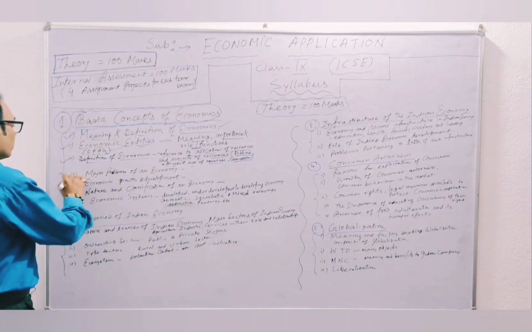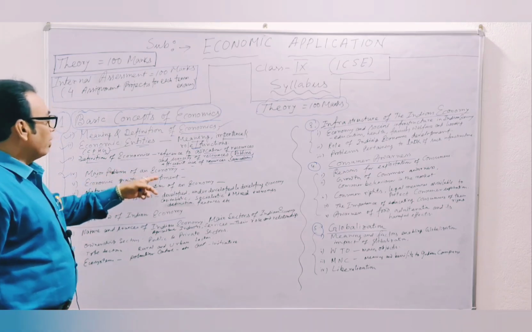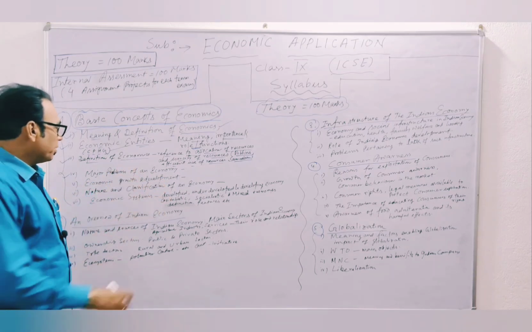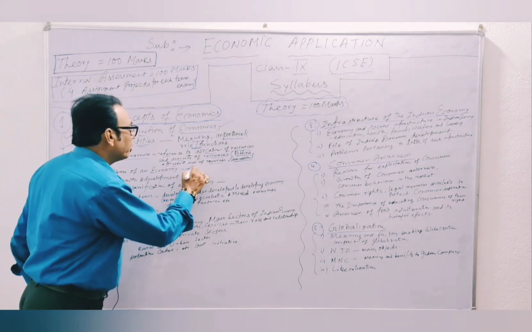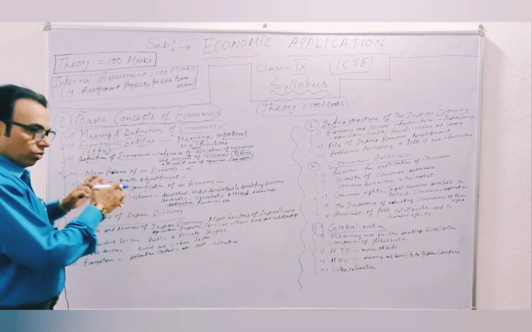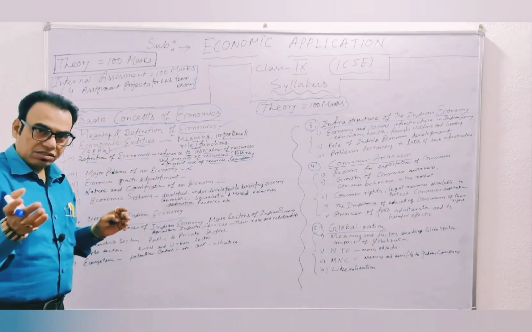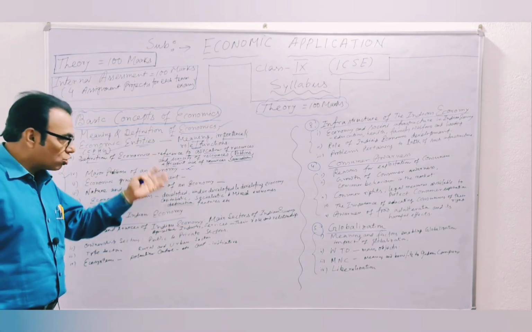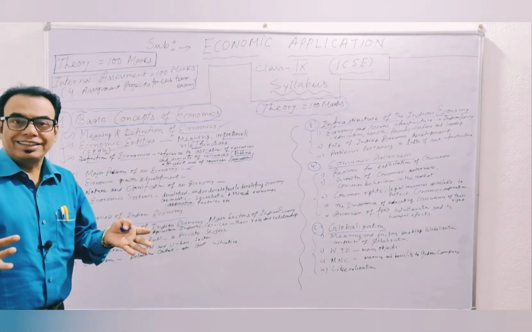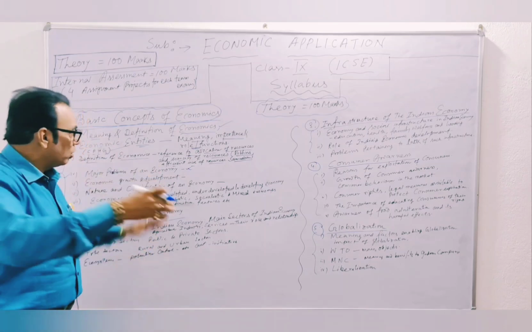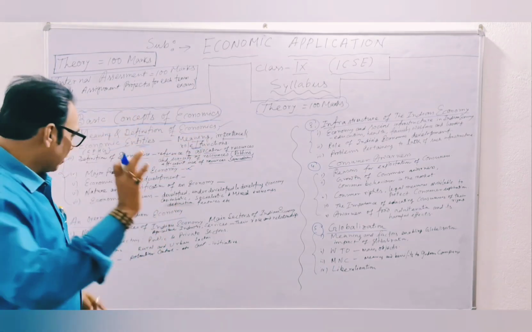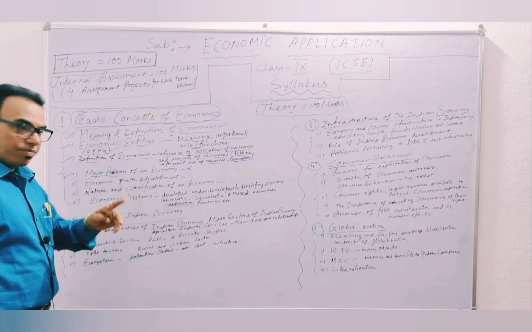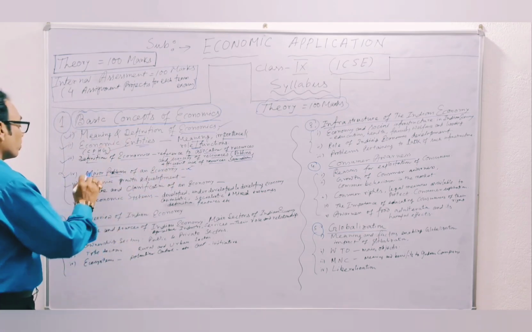Okay, next, major problems of an economy. These are the very important major problems. We will discuss them chapter-wise. I will discuss whatever the problems are, and how economics can solve the problems of society. I will come to each chapter and explain all these things. So whatever the major problems may be, we will discuss them elaborately.